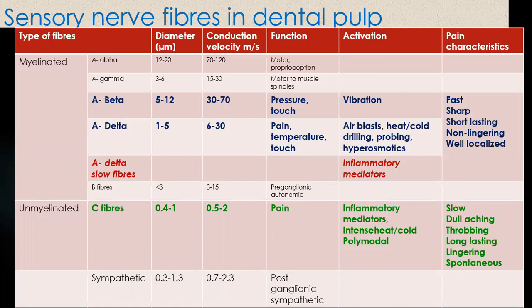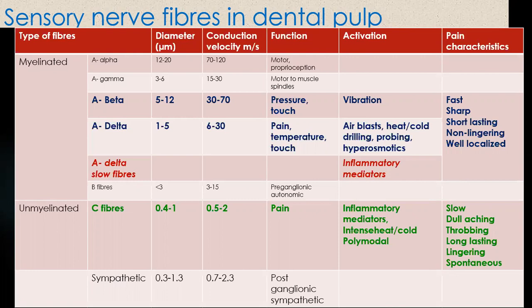And the other fibers, we know, are the C fibers. They are slow fibers, and they are activated by inflammatory mediators. However, all these fibers produce a pain that is fast, sharp, short lasting. It is non-lingering, and it is well localized, right? These are the myelinated fast conducting fibers. We have another non-myelinated type, the C fibers. They are activated by inflammatory mediators.